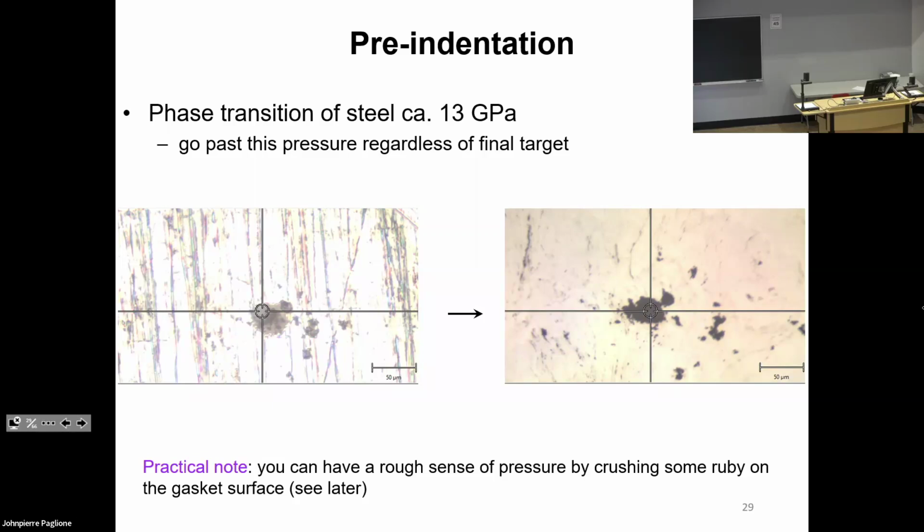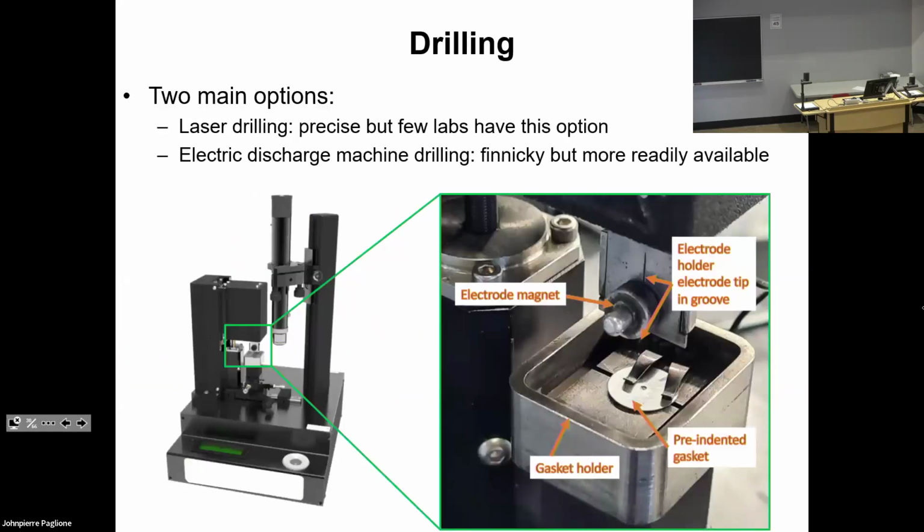So don't freak out if, when you're pre-indenting and measuring this ruby fluorescence, you hit the region of about 9 to 10 gigapascals, and then all of a sudden your pressure isn't really going up at all. Why is that not happening? Well, first we're still displacing a lot of metal, but we also need to go through this phase transition completely before we really register a continued increase in pressure.